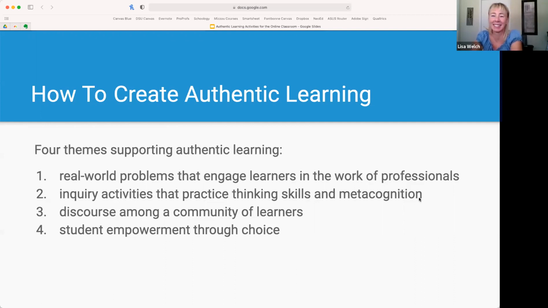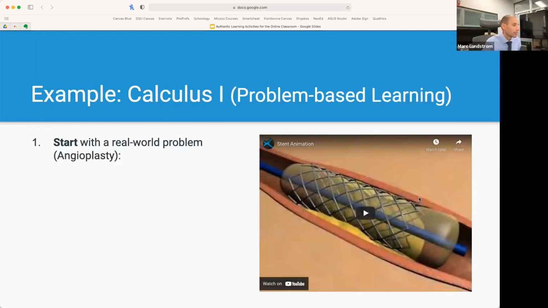Back to Mark. Okay. So we're going to run through a couple of examples of online authentic learning experiences that we're aware of. And then we'll start with that, I guess.